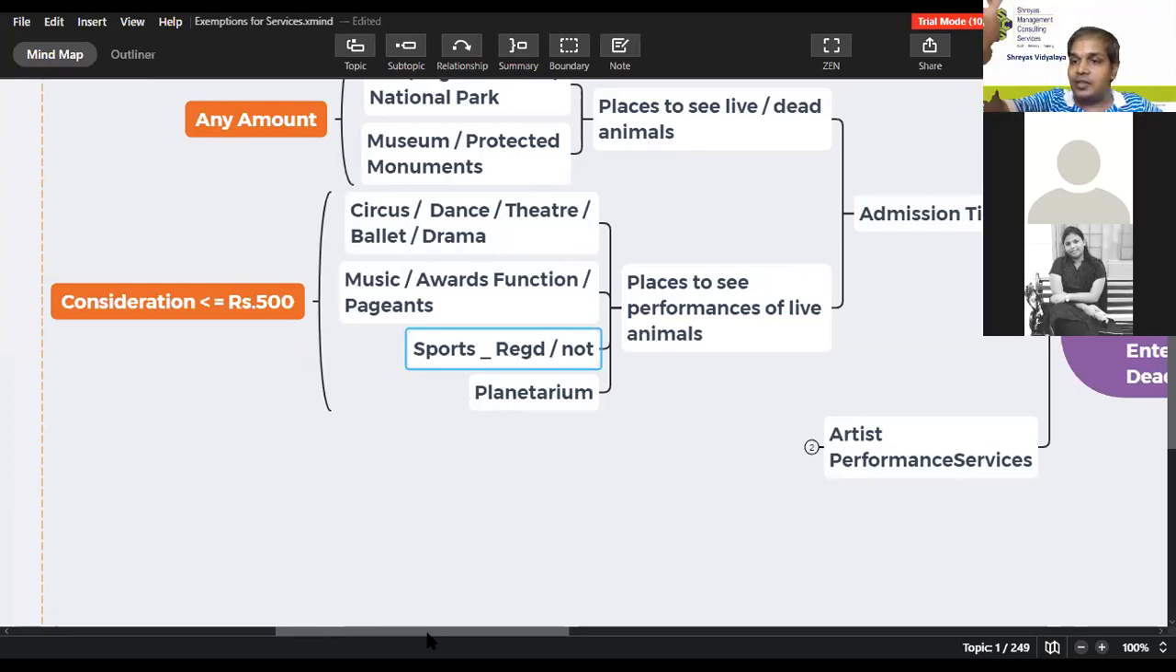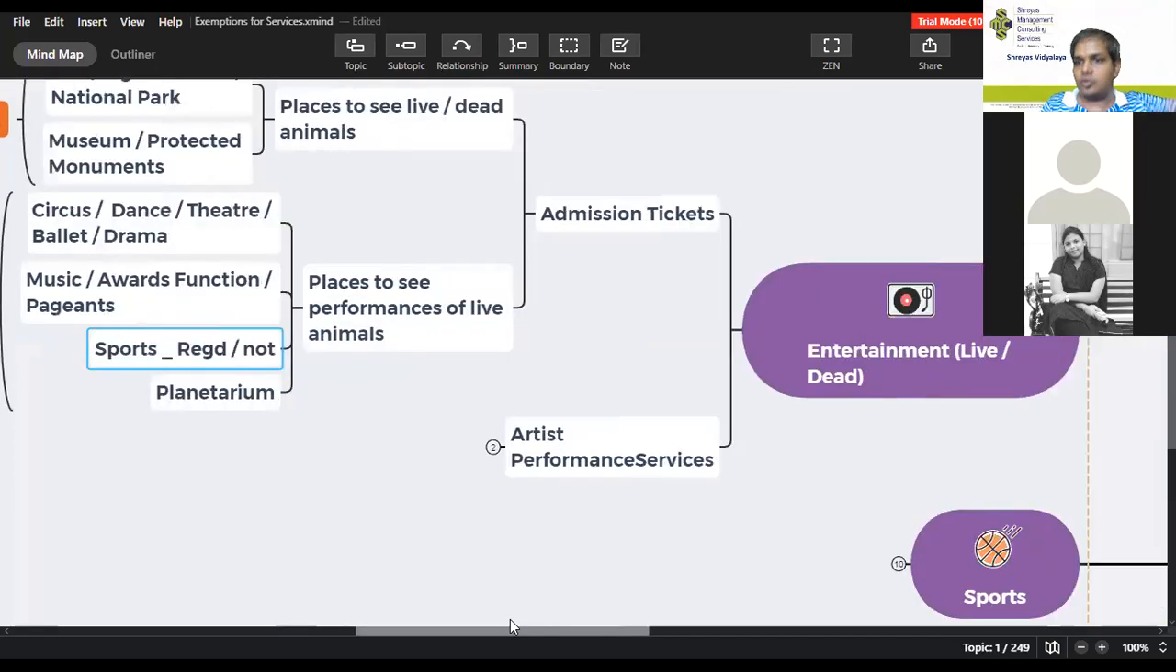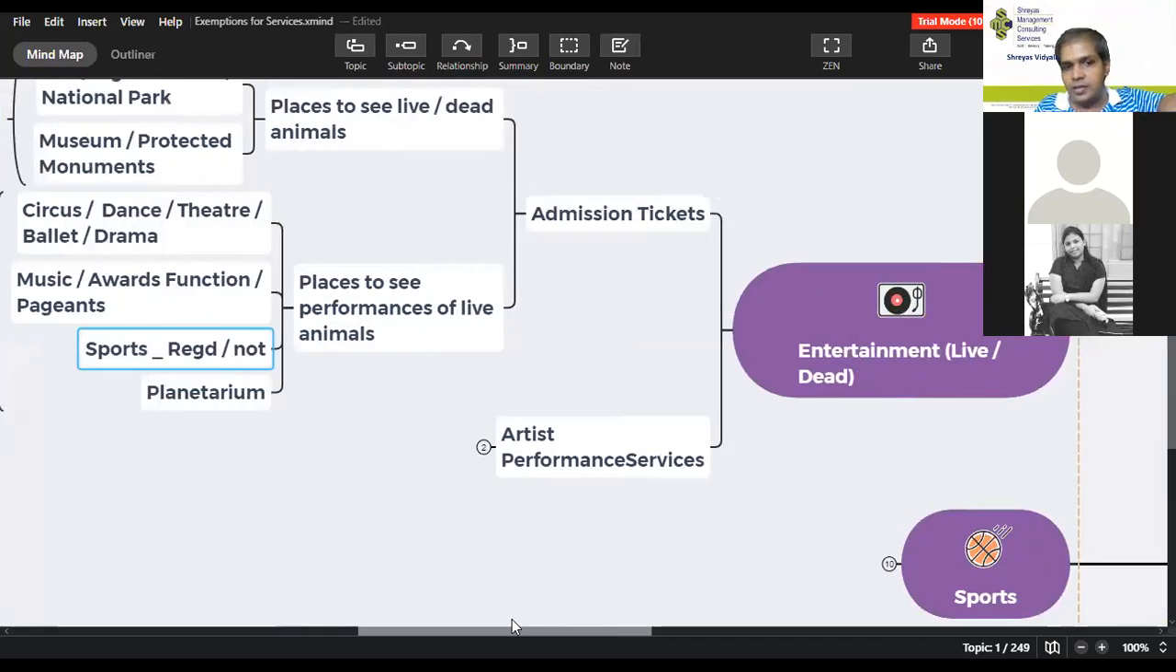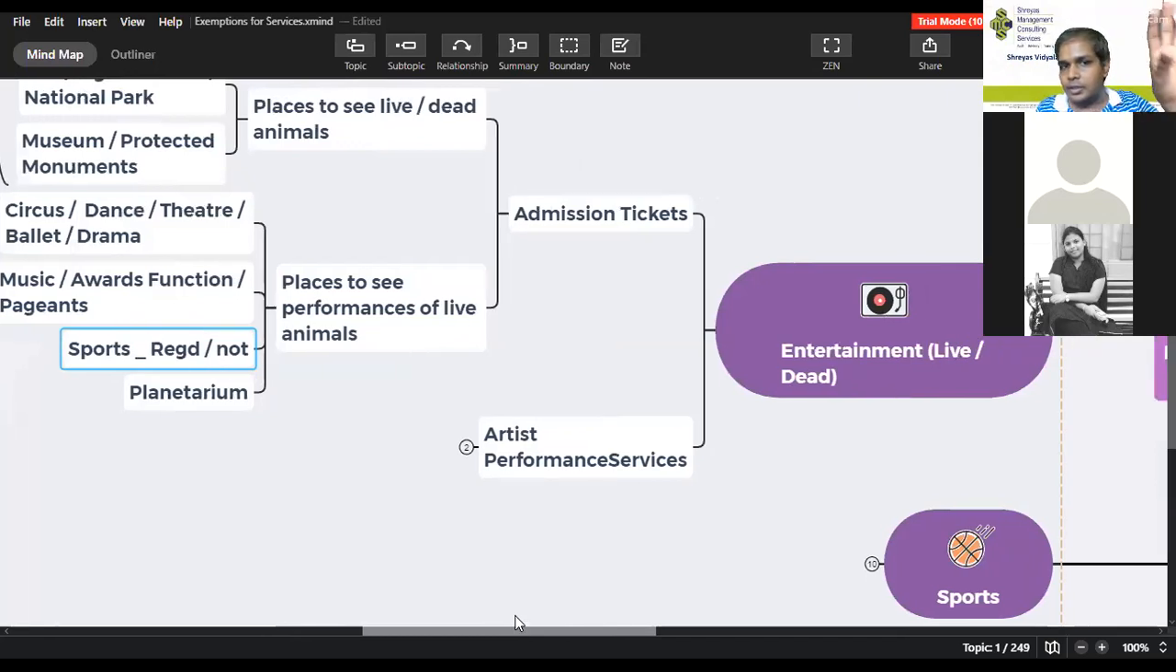There is no basic exemption of 500 and all. The entire amount is taxable. That's how it has been understood by the department. There are some controversies on that side. Let's not get into that now. This is about how the place of service access is covered, today's last discussion for now.